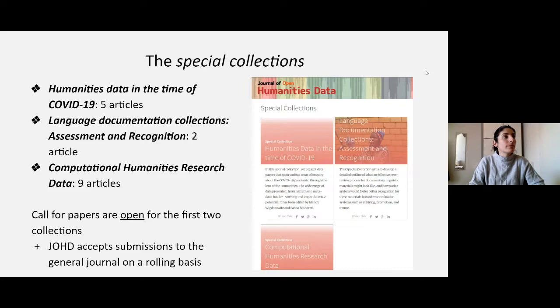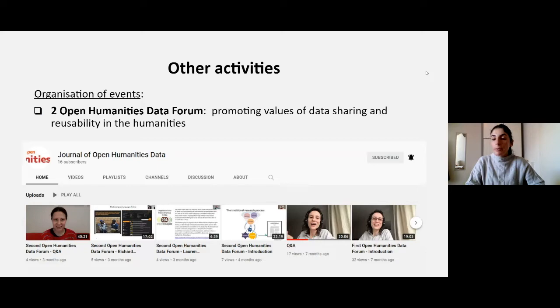Besides publishing data papers or research papers, actually the JODS team is interested in engaging in a conversation about open data, open access, and bringing to light the value of sharing your data with the community. So that's why we participate, or we try to participate in or organize different activities on the topic.